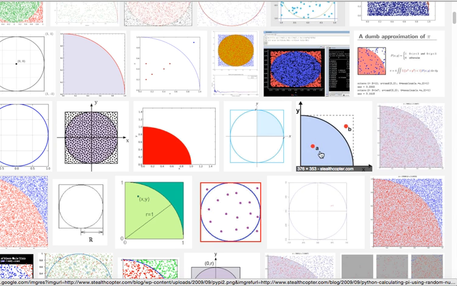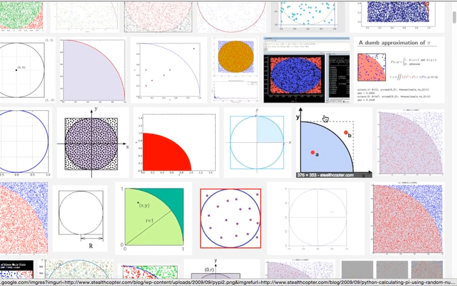Sometimes the point will be like point A and inside the circle, and sometimes it'll be like B and outside the circle. Of course, A and B are both always inside the square. So the question is, how many points in the end should we expect to be inside the circle? Well, if the circle had the area of half of the square, we'd expect half of them to be inside the circle. And in general, we'd expect it to be the ratio of the area of the circle to the area of the square.